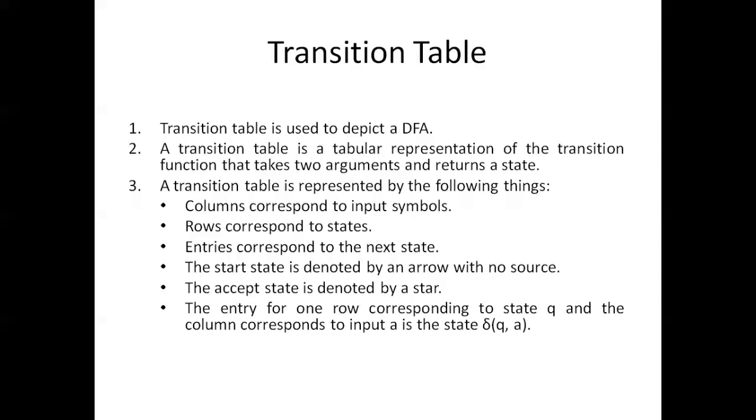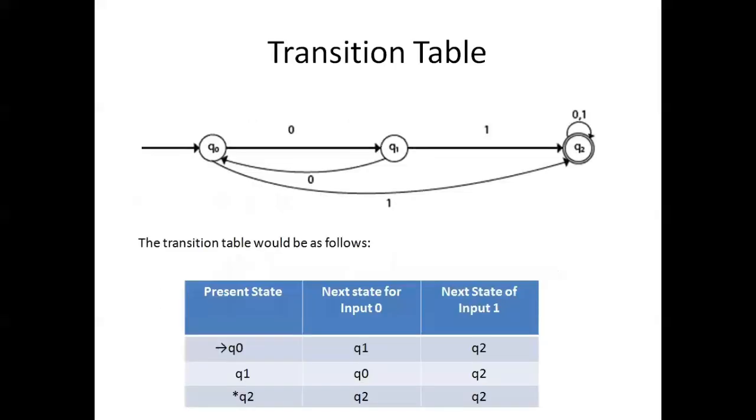The next is the transition table. This is another way to represent or depict a DFA. It is a very concise way of showing how a DFA works. Basically, this is a tabular representation where in the rows we write the states and in the columns we write the input symbols. The layout is pretty simple.